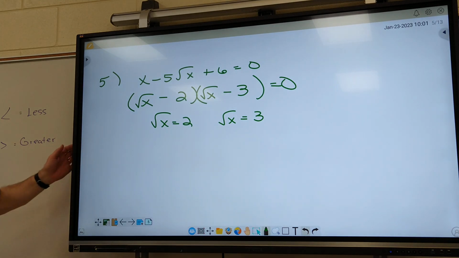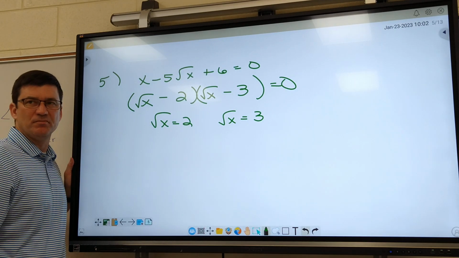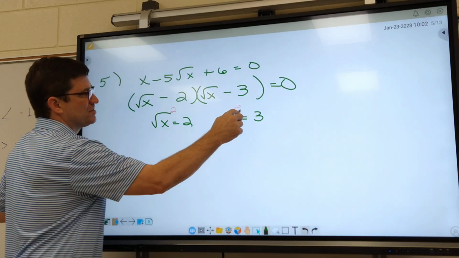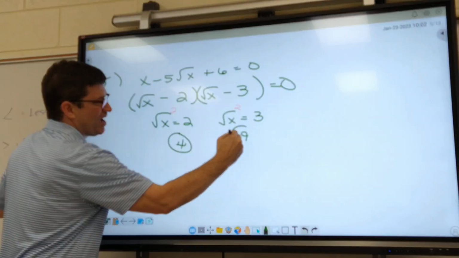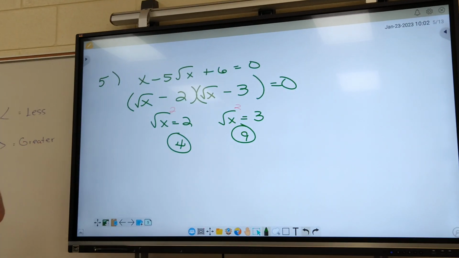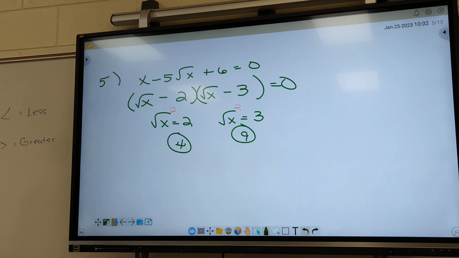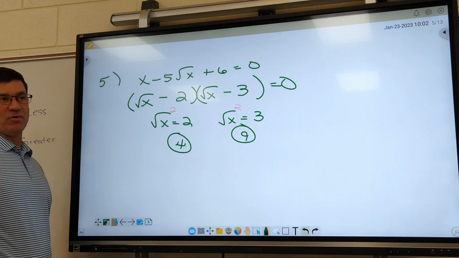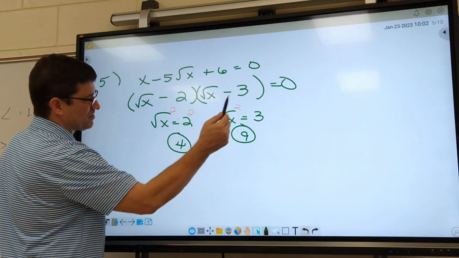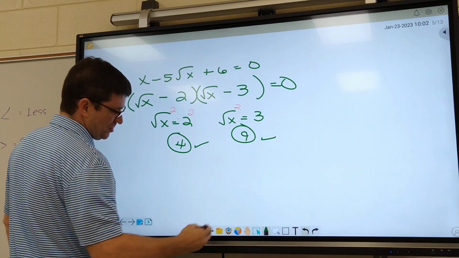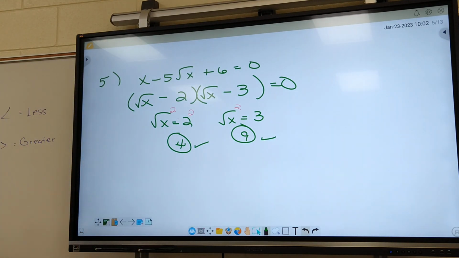All right, last step. How do I get rid of the square root symbol? Got to square both sides. This answer is 4. 3 squared, that answer is 9. Now, which one of these do I throw out on this problem? Neither one. Why not? You only throw them out if you got a negative and then you square it. That was a positive 2. That was a positive 3. These answers are good. I don't have to throw anything out on this one.